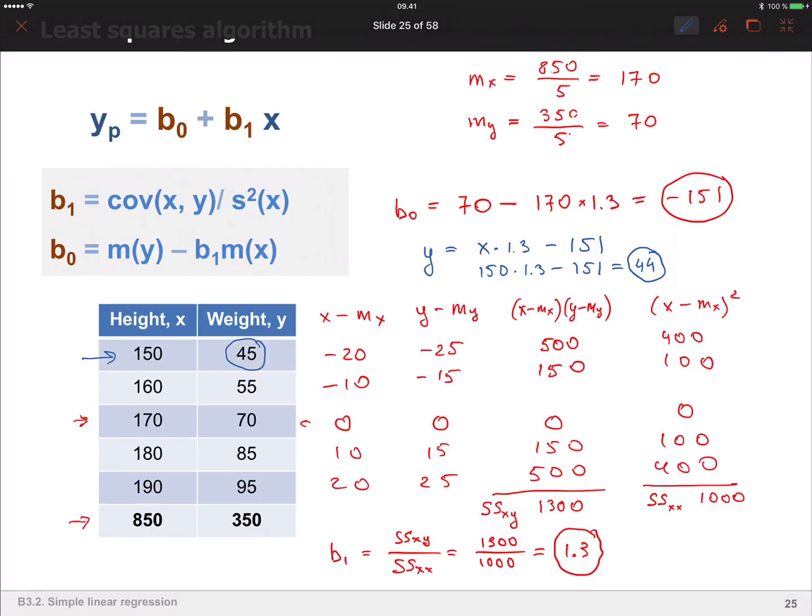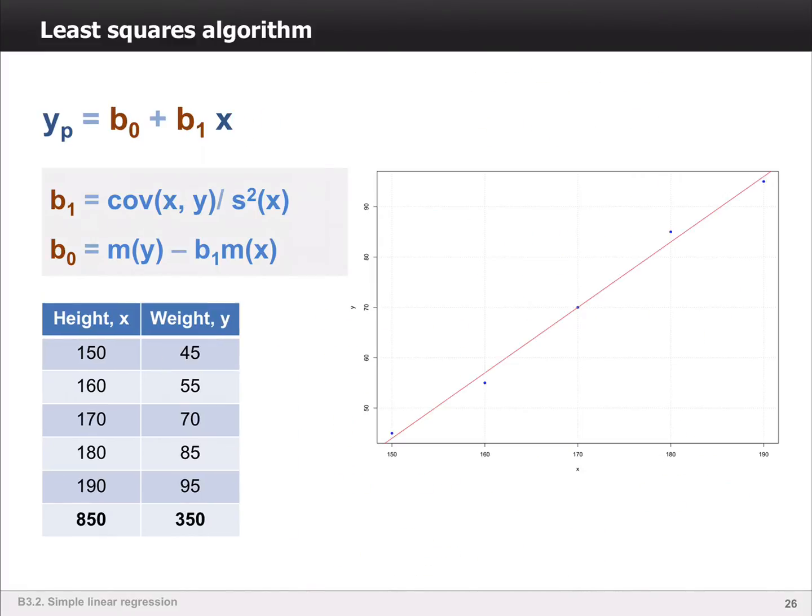And then you can continue and calculate the predicted value for every one of the y values if you want. Okay. If you look at the model, this is how the model looks, right? So the red line is our model. The slope of this line is 1.3 and the intercept is minus 151. And then you can see that the points align very close to the straight line. So this line fits our points very well.